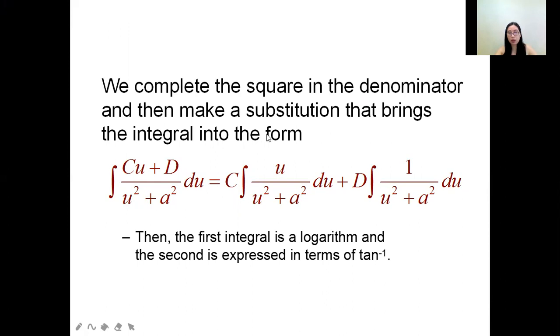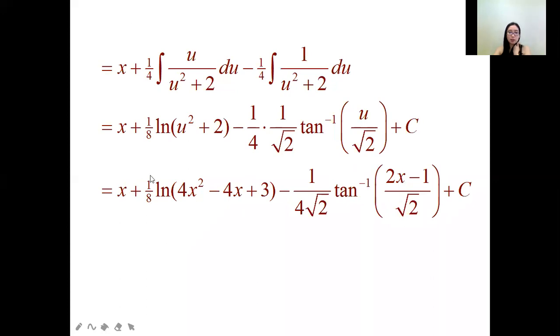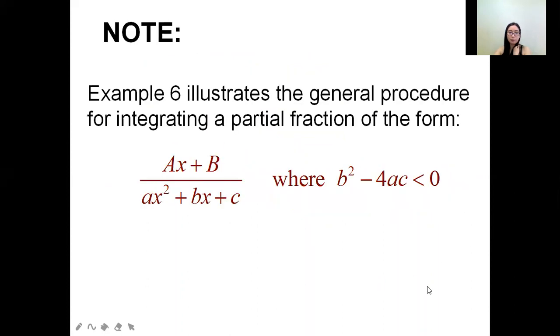So kini atong dumdumon, dapat u squared over a squared ang denominator, du is equal to c, which is the constant. So ipagawas na to, integral of u over u squared plus a squared du plus d, integral of 1 over u squared plus a squared du. Then the first integral is a logarithm or in logarithmic form, and the second is in form of tan inverse. Same with this one, naka-ln, kini naka-ln, tapos kini is in the term of inverse tan.